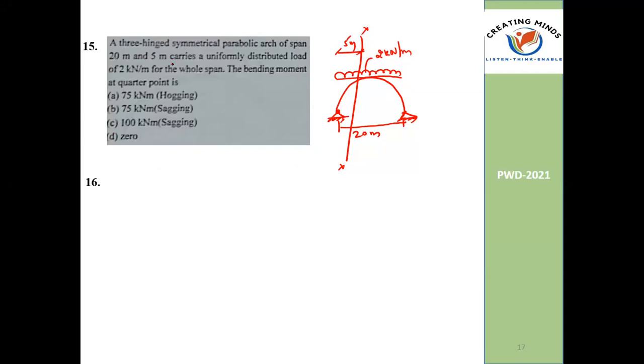Why am I asking? I am asking about the internal bending moment. It is zero. At any section, the bending moment is zero. Okay, if you do all this circus, it is of no use. You can directly go to the zero option in the case of arches.